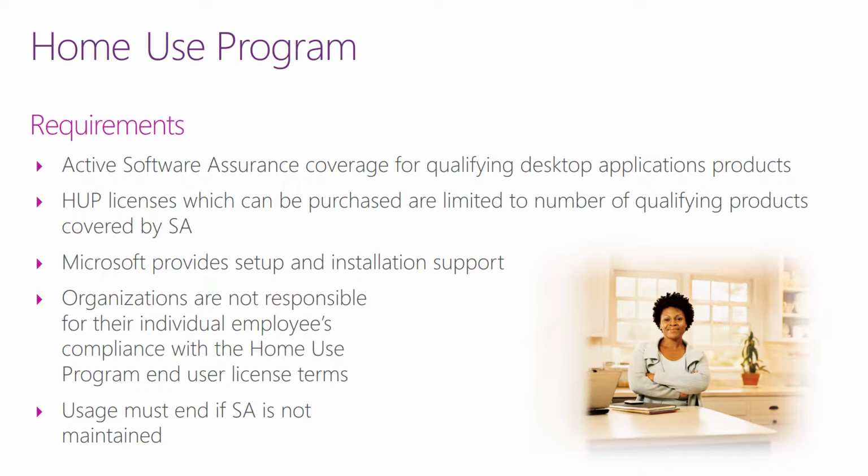Now obviously the users are installing things on their own devices, and note the second to last bullet point there. Organisations are not responsible for their individual employees' compliance with the Home Use Programme end user license terms. Usage must end if the software assurance isn't maintained, but it is the user who is considered responsible rather than the organisation.